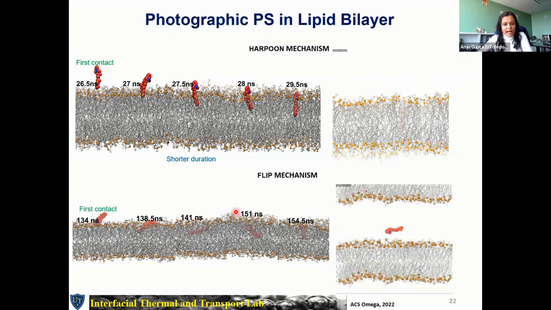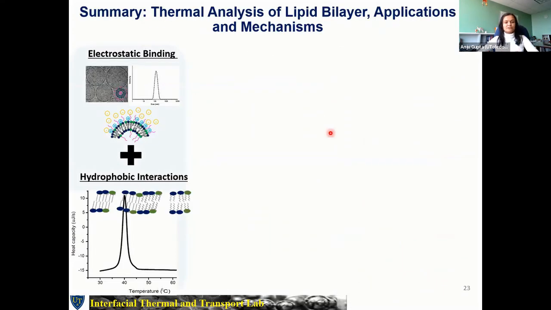And at the end of both of these mechanisms, the molecule had the same orientation. So here it was moving and tilting, but by the end of both mechanisms, it entered as harpoon. I wish the videos were working. Regardless, I just want to provide you a summary.